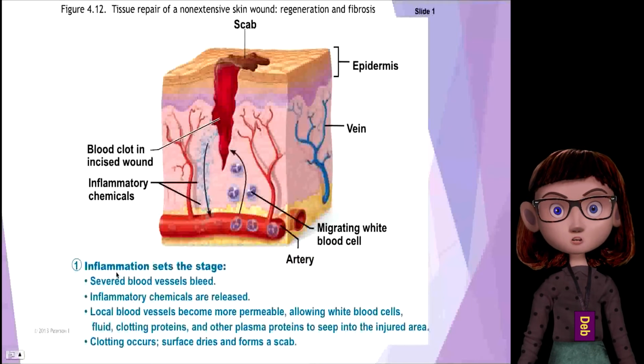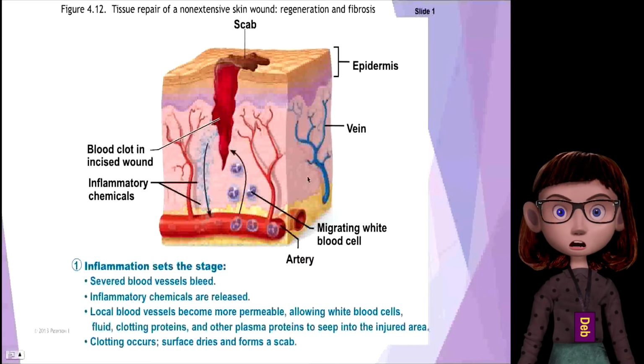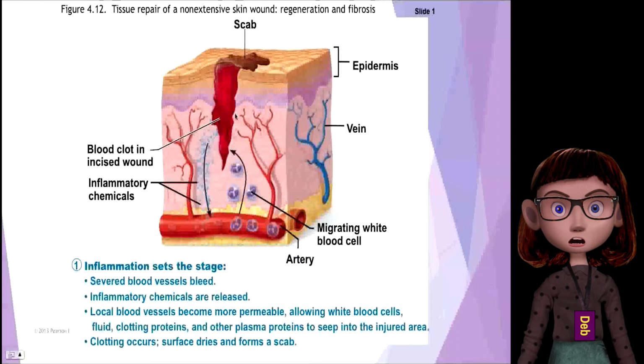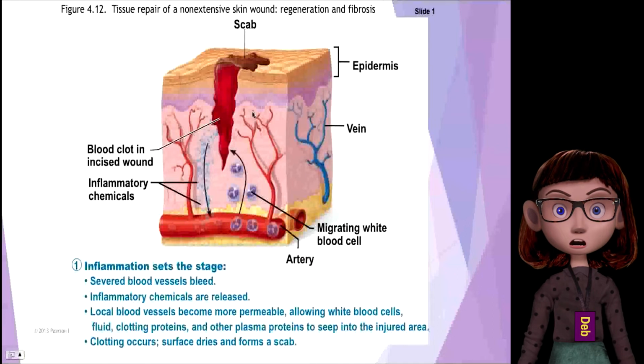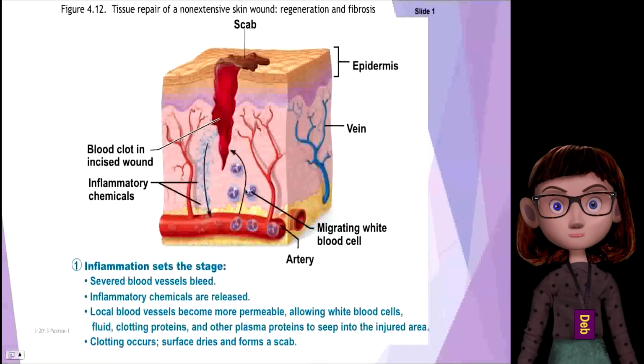1, inflammation sets the stage. You get severed blood vessels. Right here, you can see there is a wound. Inflammatory chemicals are released. The local blood vessels here become more permeable, allowing white blood cells, fluid, and clotting proteins and other plasma proteins to seep into that injured area. Clotting will occur, and the surface will dry to form a scab. So that is the first step.